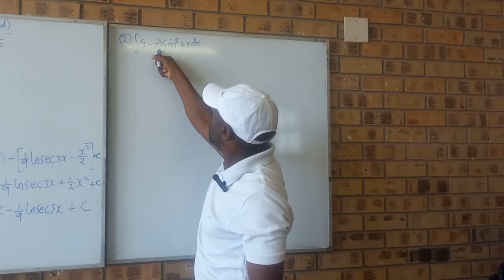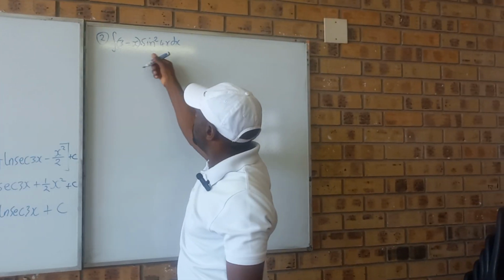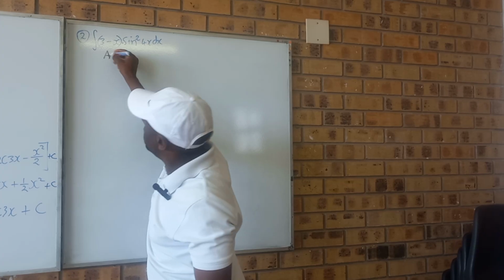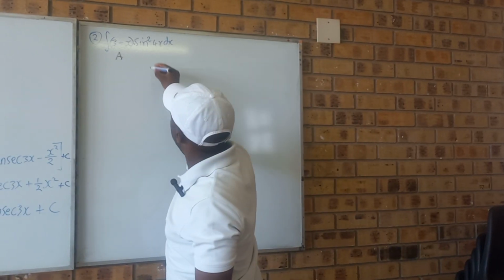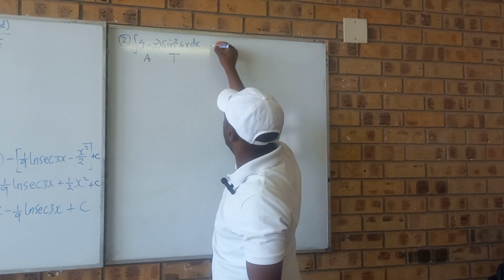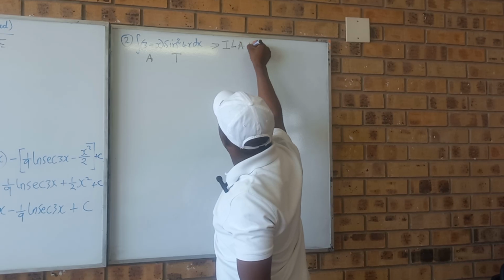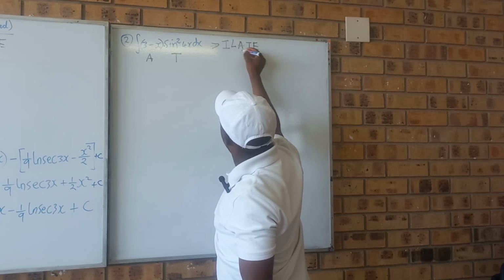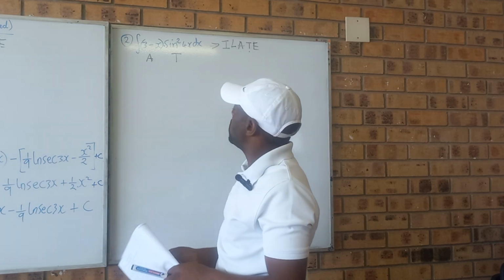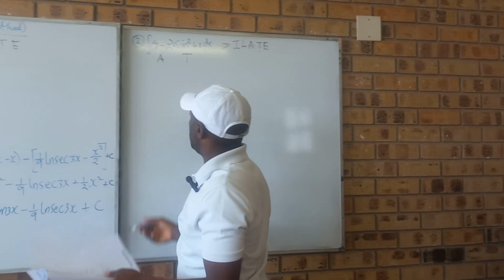looking at how to integrate 3 minus x multiplying sine square 4x. So it's logical to see that 3 minus x is algebra, then sine is trigonometry. So that means if you want to put it in your ILATE, you see that algebra comes before trig. So that means we are free to use the table method to go through our process rather than going through the normal process of integration by parts.